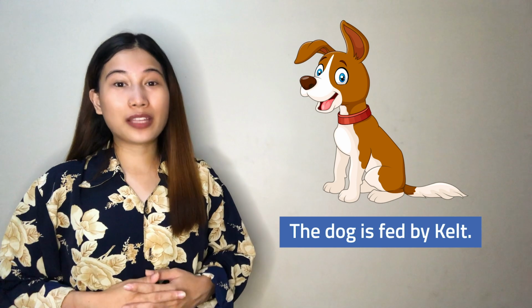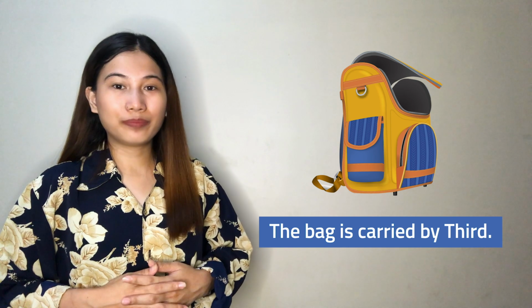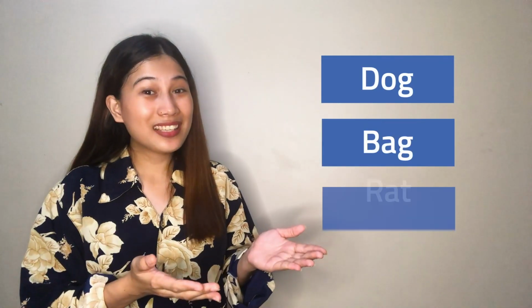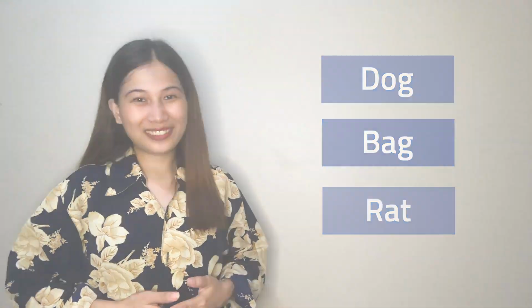The dog is fed by Kelp. The bag is carried by Third. The rat was scared by the cat. Can you tell who is the receiver of the action? Fed, carried, and scared? Excellent! It's the dog, the bag, and the rat. Your turn. Create one passive voice sentence. Time's up. Let's hear what you've created.